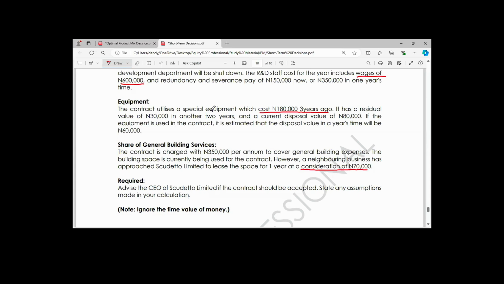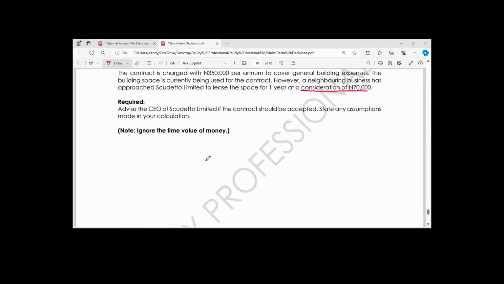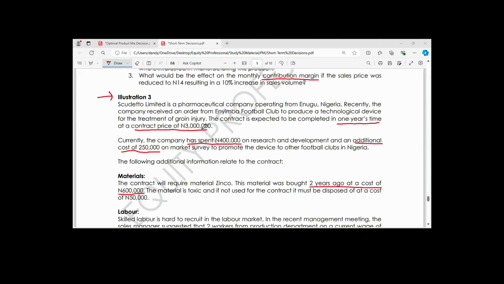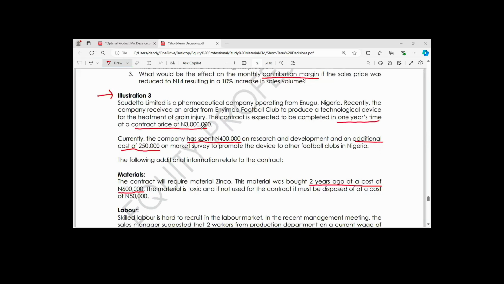Thank you very much. That is the question. Examiner is asking you to advise the CEO of Scudeto Limited if the contract should be accepted. State any assumption made in your calculation. So this is acceptance or rejection of a special order. You can see in this question, from the first paragraph, examiner has given to you contract price of 3 million naira. Contract price is just like revenue, it's a cash inflow.